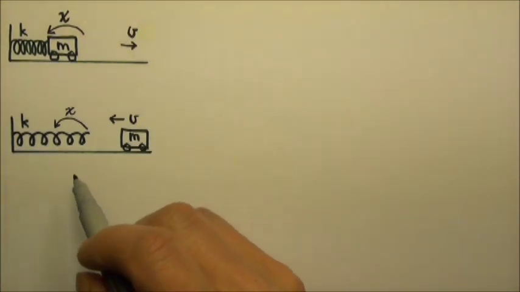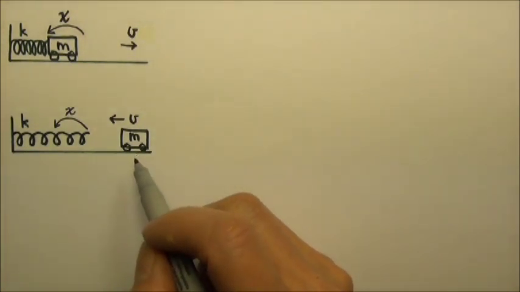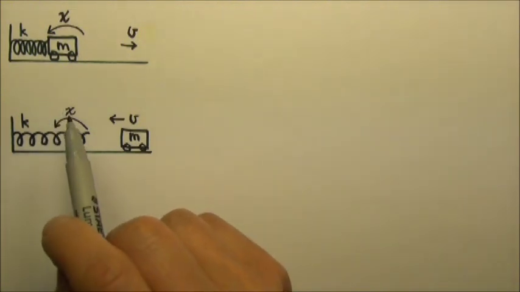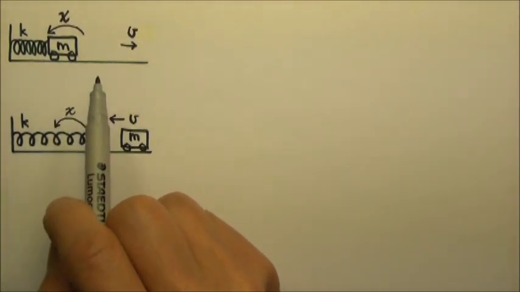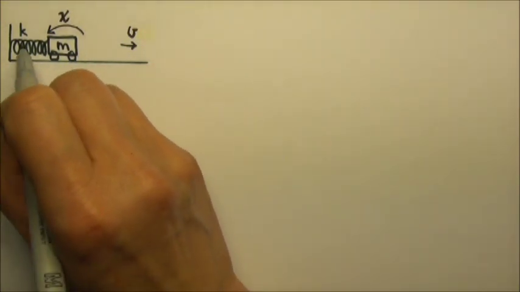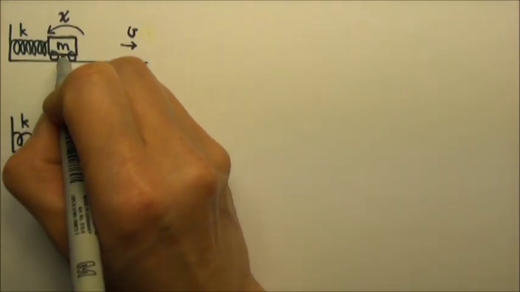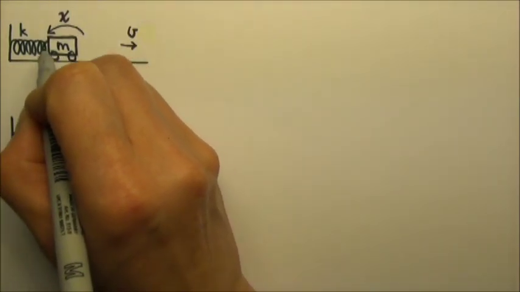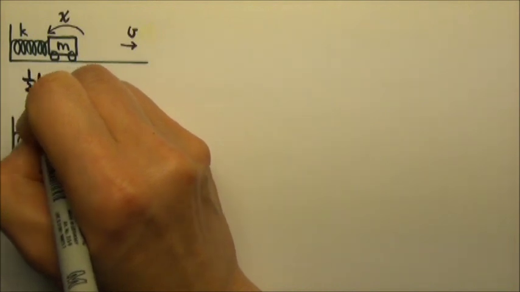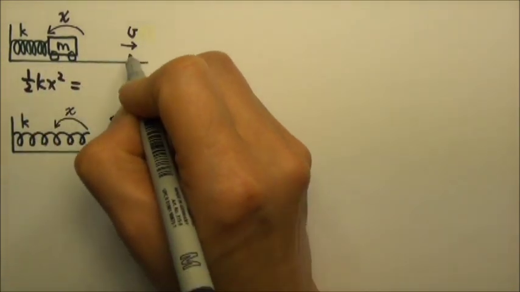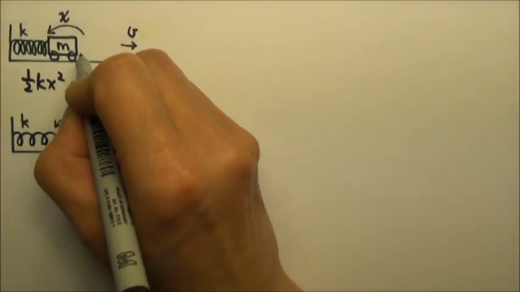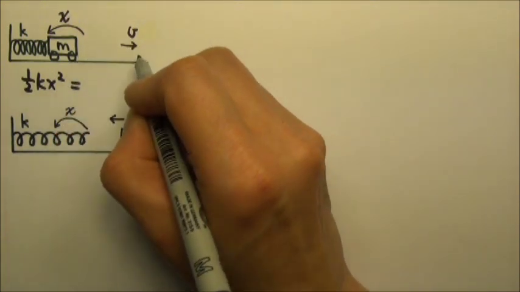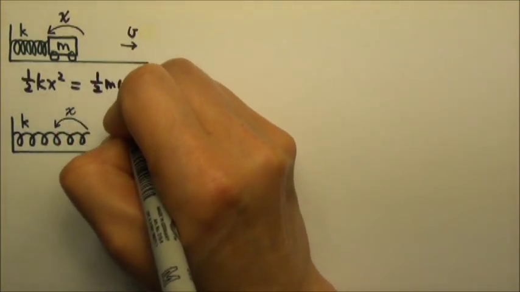If there is no friction or air resistance to take energy away, then the total mechanical energy is the same before and after. Before, the cart is at rest, no kinetic energy, so there is only 1/2 kx squared. Afterwards, the spring becomes relaxed, no more energy stored in the spring, and we have 1/2 mv squared.